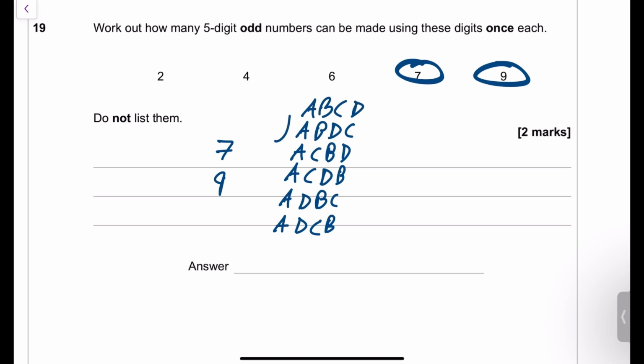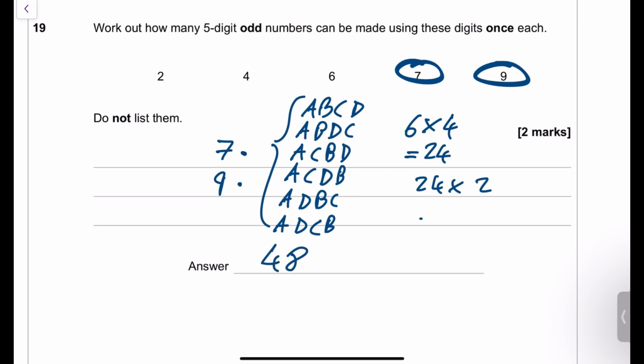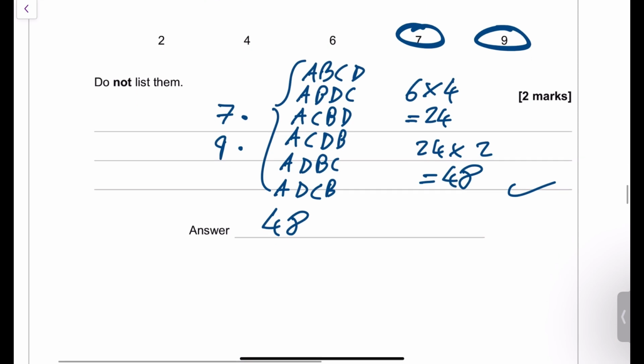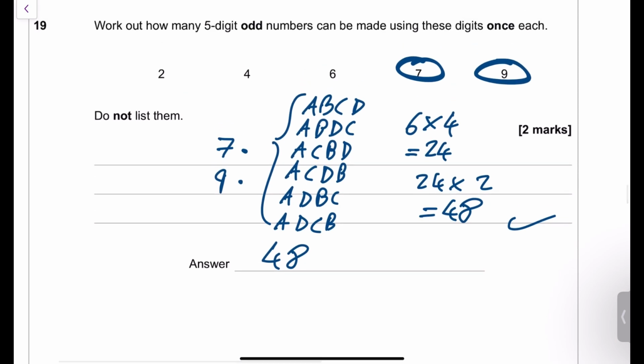So what have we got for the A? Starting with the A, you've got 1, 2, 3, 4, 5, 6, so you've got 6 things. You could start with the B or the C or the D, so you have 6 times 4, so that's 24, and that's all the ones that end in 7. You could also have all the ones that end in 9, so multiply that by 2, 48. I am not sure if that's what they're looking for, but we'll go with that. I think I'll check that one at a later stage.